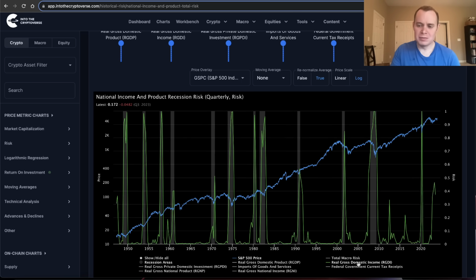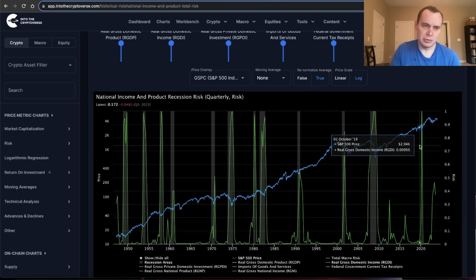There's real gross domestic income. This one has been moving up. It has pulled back a little bit recently, but still the risk on real gross domestic income is higher than it has been. If you exclude the pandemic, it's higher than it's been since 2008 and 2001, right? And these prior recessions. So this is something that is also worthwhile to keep an eye on.